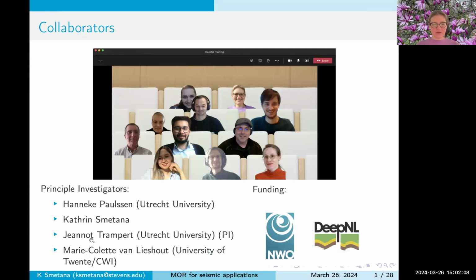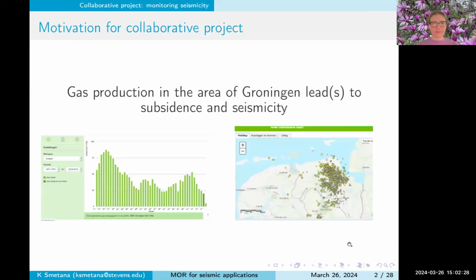The whole team is led by Jeannot Trampert from Utrecht University, who's a seismologist, and Hanneke Paulssen is also a seismologist, and Marie-Colette van Lieshout, she's specialized in stochastic problems. I also want to acknowledge funding from NWO and specifically the DeepNL program.